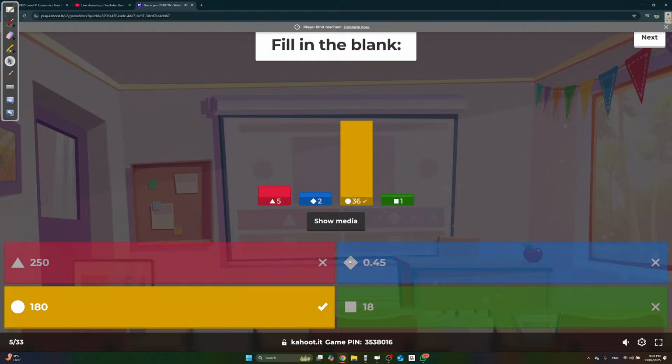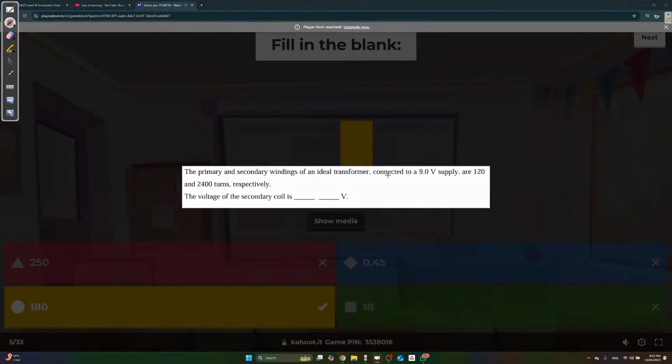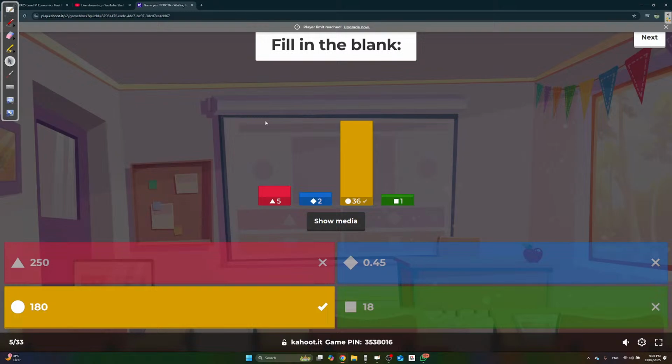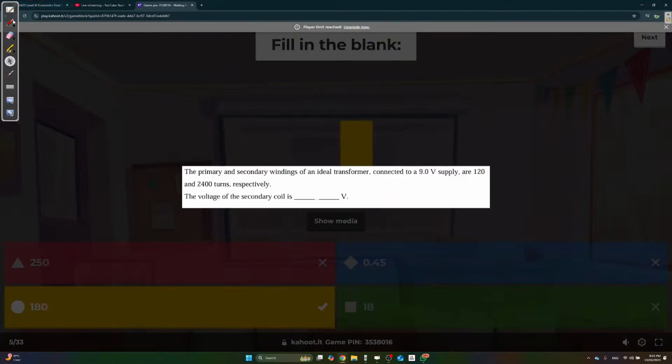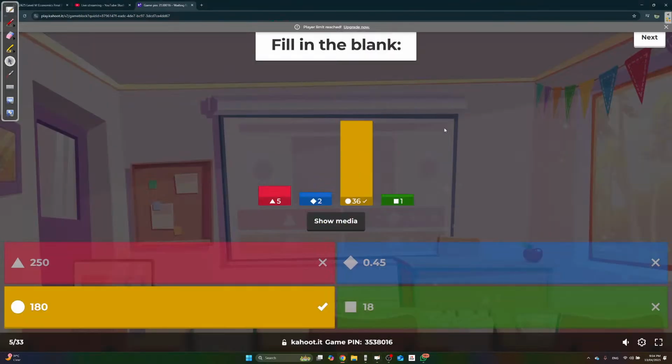Okay, 180. Of course it's 180. If you don't know how to do this, I don't know who's the special boy who put what's it cost? Okay, guys. To do this, you do NS over NP is equal to V out over V in. So it's gonna be 2400 over 120 is equal to V out over V in, which is 9. We don't know what the secondary coil is. You cross multiply and you get the value for V out.